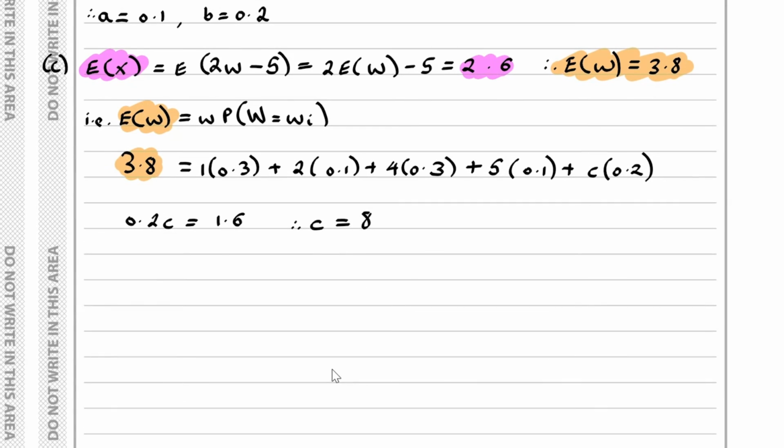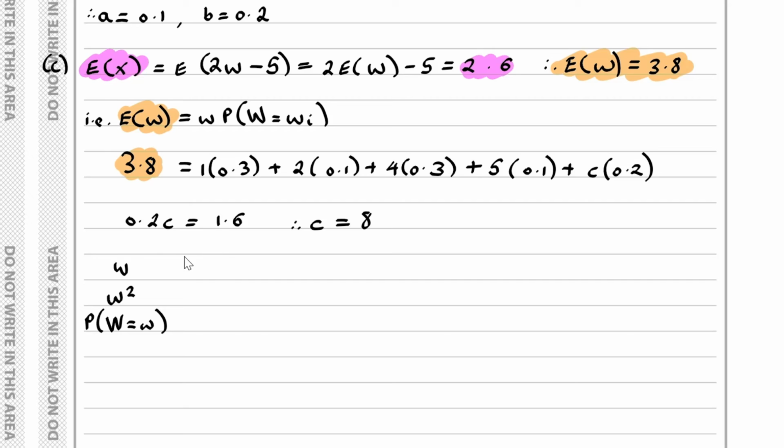So let's construct a new table. First of all, we know the expected value of w, and we can find out the expected value of w squared, and from that we can find out the variance of w, and then from that the variance of x. So for the expected value of w squared, we need to find out what w squared is. So let's construct the table again. So we have w squared, and the probability that W equals w.